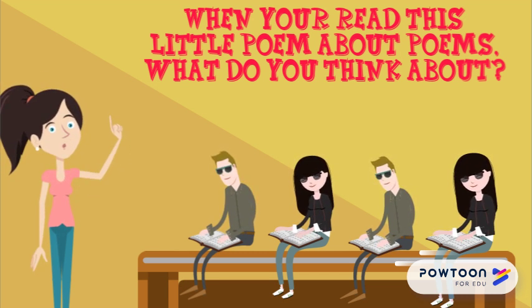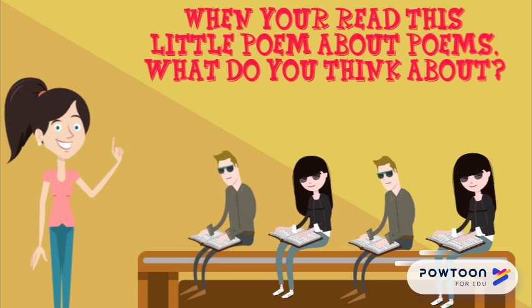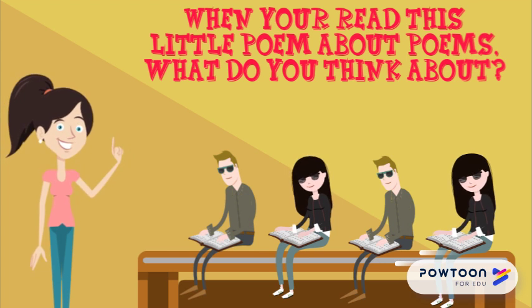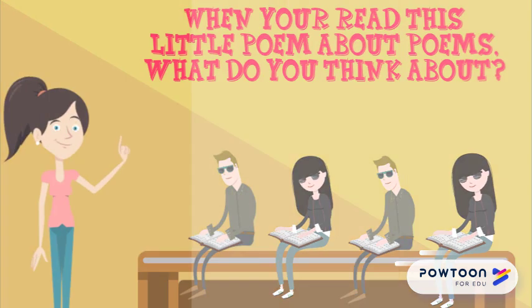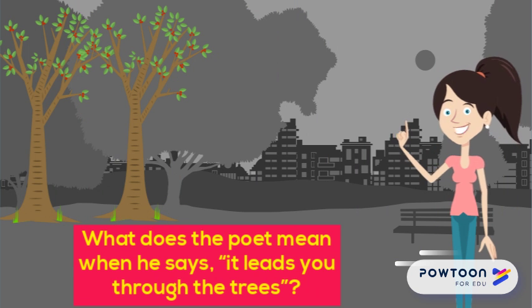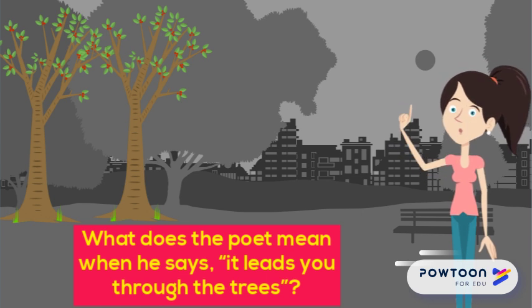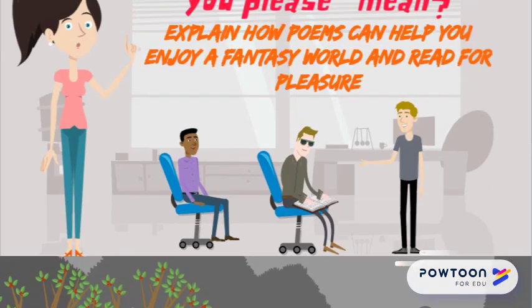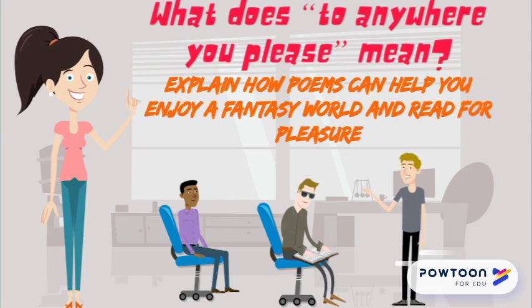Number 2. Read the first verse of the poem, A Little Path, again. Answer these questions. A. The poem is called A Little Path. Why? B. What does the poet mean when he says it leads you through the trees? C. What does "to anywhere you please" mean? And lastly, D. Explain how poems can help you enjoy a fantasy world and read for pleasure.